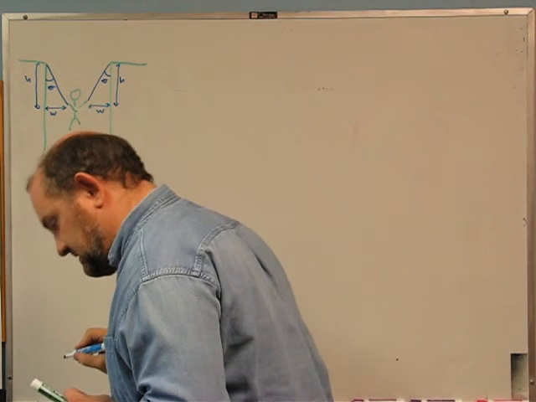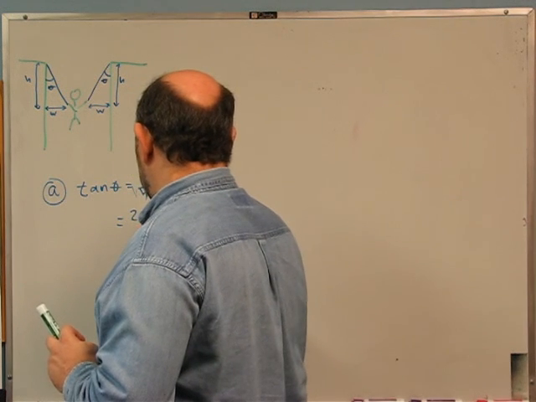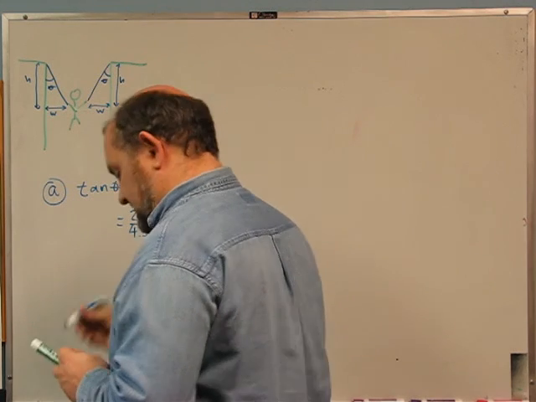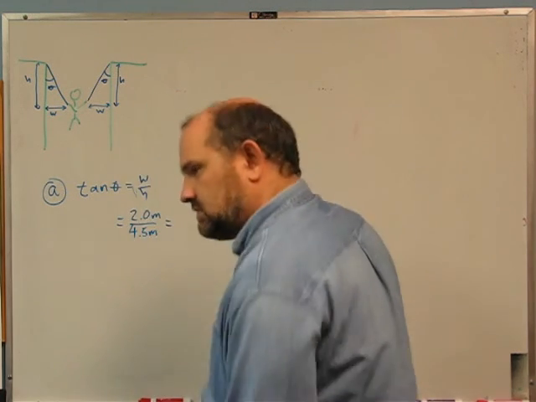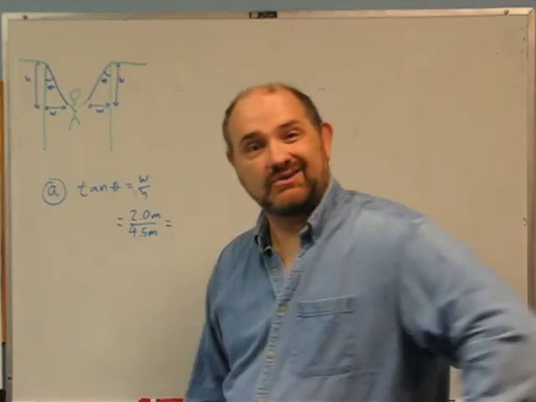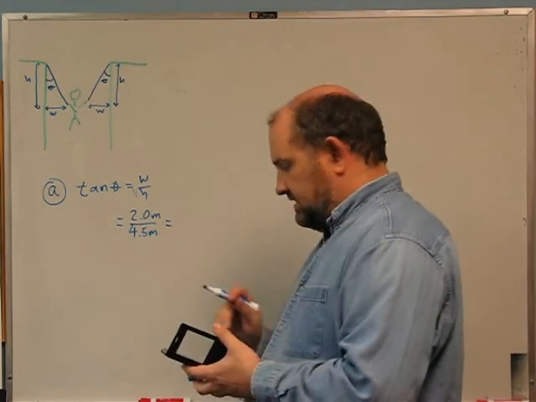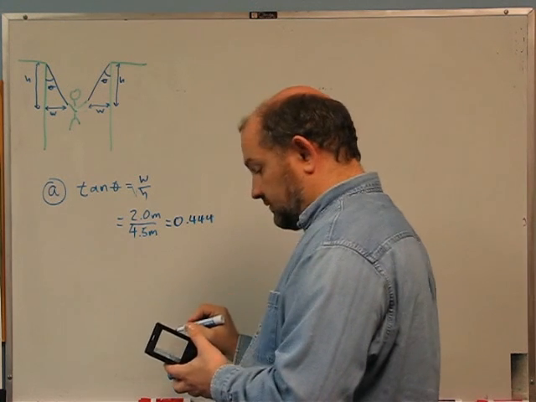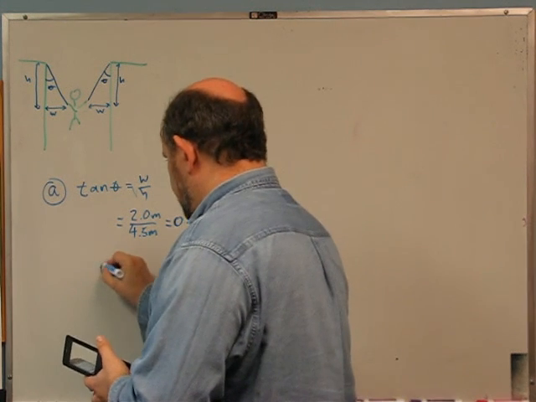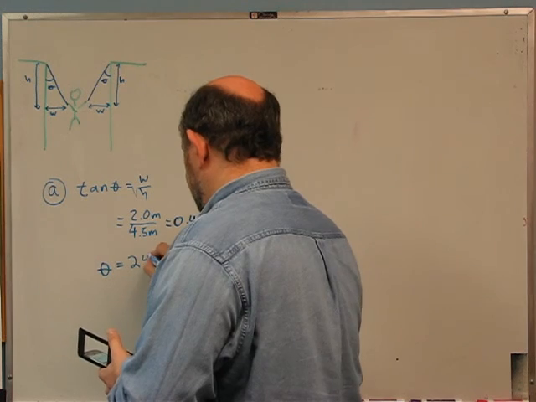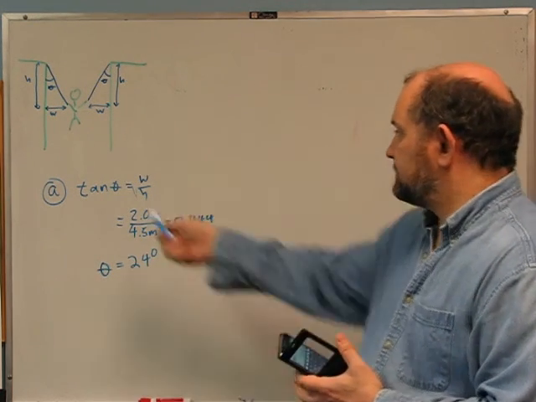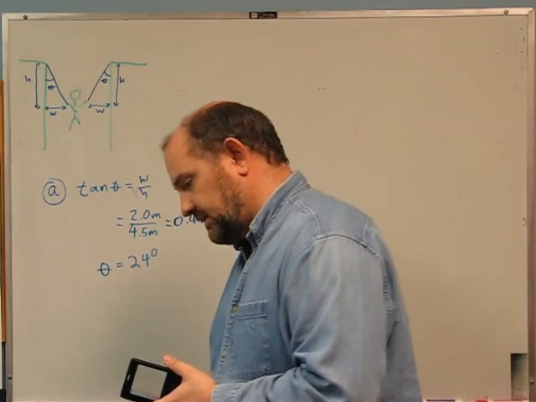So if I plug in W, what do I say? 2.0 meters divided by 4.5 meters, I get that tan theta is equal to... calculator. I get that tan theta is equal to 0.44444444444, and if I take an arctangent, I get theta is equal to 24 degrees. Right, that's A. That's what that angle is, although it'll turn out this is the more generally useful thing.